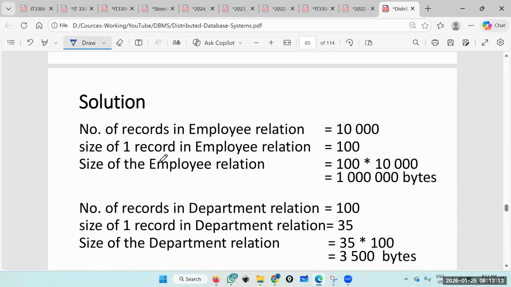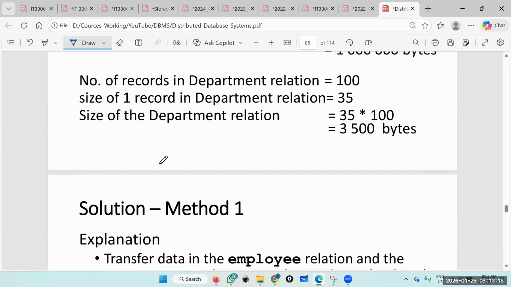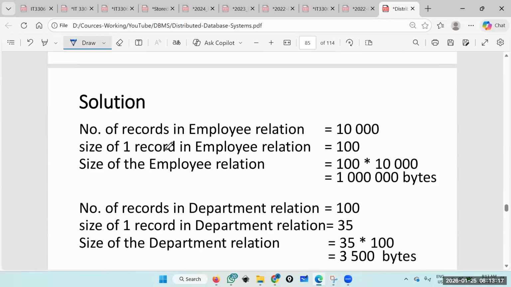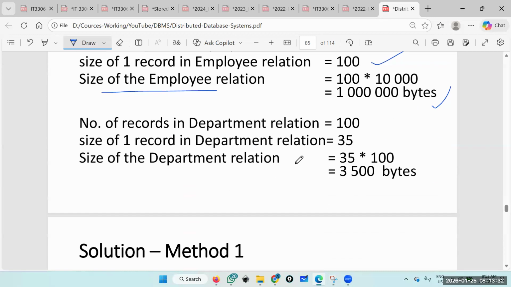So these are possible solutions. The number of records in the employee relation, let's assume 10,000. Size of one record in the employee relation, 100. The size of the employee relation is therefore 10,000 times 100 bytes. Number of records in department, 100, and one record is 35, therefore the total size is 3,500. Now you have those sizes.